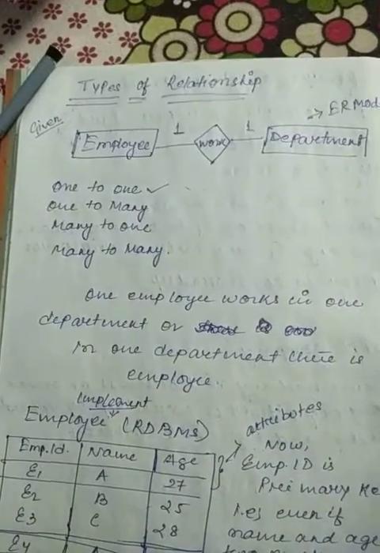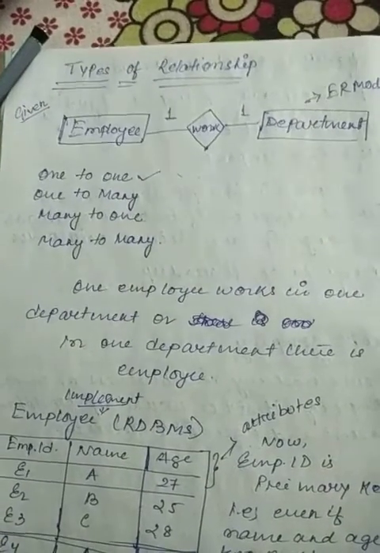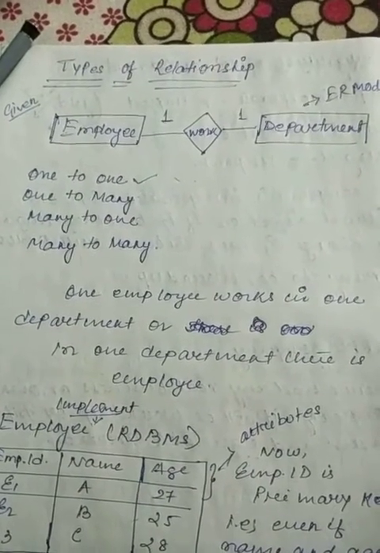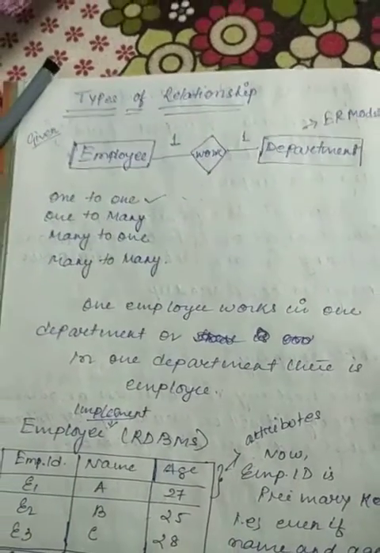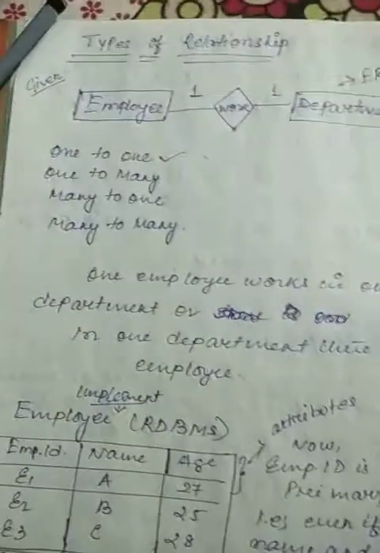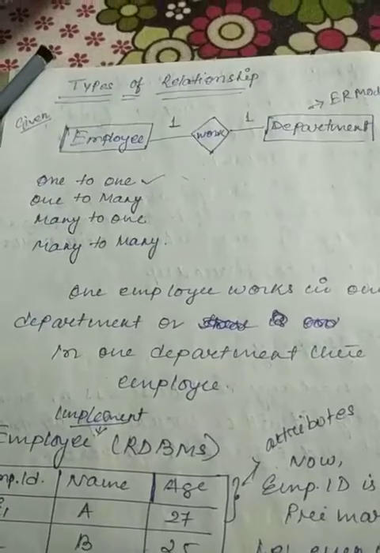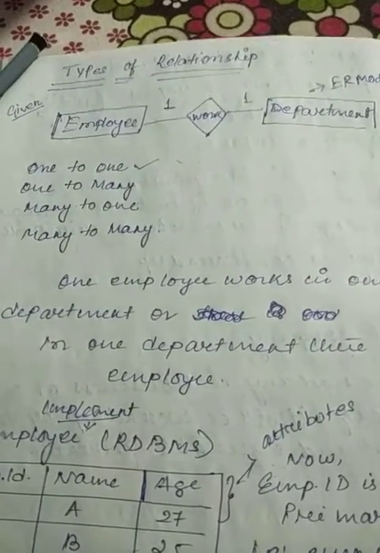There are 4 types of relationship in a DBMS structure, that is one to one, one to many, many to one and many to many. In this video we will try to understand the first type of relationship, that is one to one.